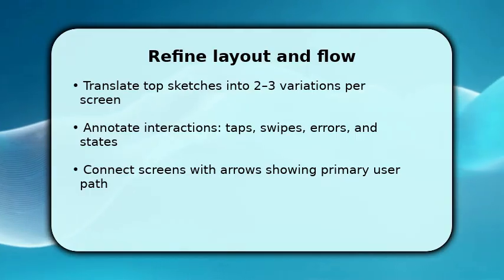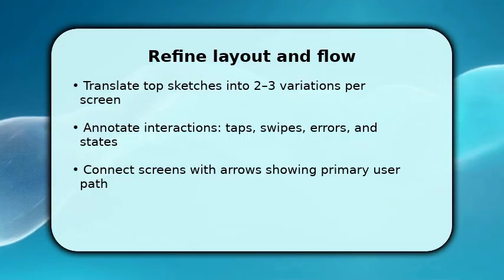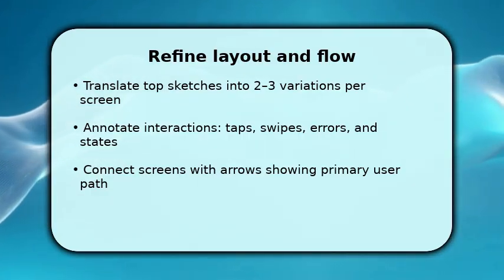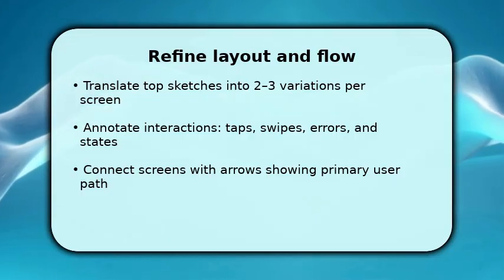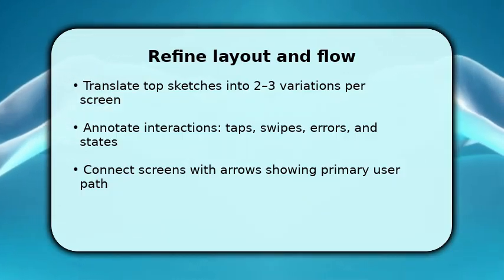Make sure to draw arrows between screens to show the primary user path and alternate flows. As you refine, test the flow verbally or with a teammate. This exposes missing steps and ensures your wireframe communicates behavior, not just static layout.